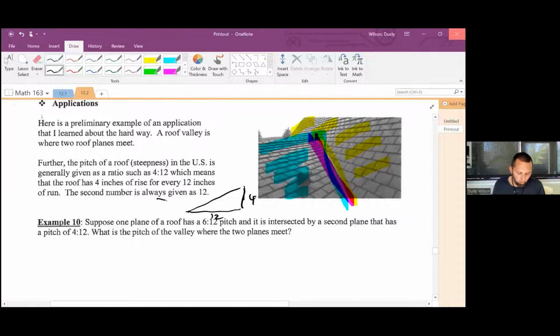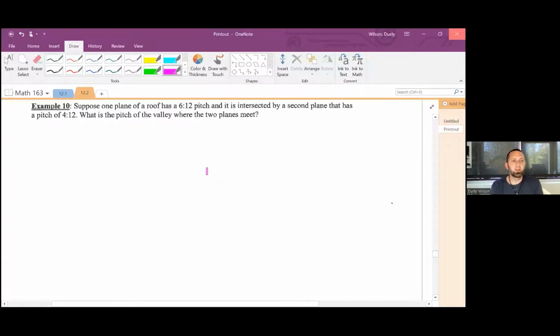The second number is always given as 12. It's just the way it works in America. Example 10. Suppose one plane of a roof has a 6/12 pitch, that is 12 over and 6 up, and it is intersected by a second plane that has a pitch of 4/12, that'd be 12 over and 4 up. What is the pitch of the valley where the two planes meet?